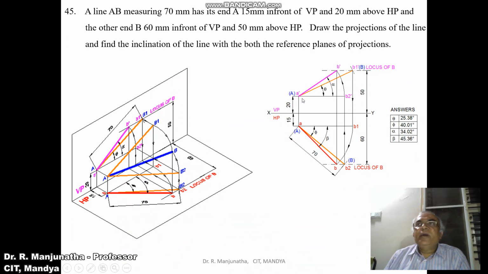Similarly, we want to find out the apparent inclination in HP. To do that, we take the top view true length. We know that A dash B2 dash is the true length in HP, so obviously that line has to be parallel to XY. A dash is above HP by 20 mm, so B2 dash should also be above HP by 20 mm. So draw a vertical projector from B2 to the locus of A in the front view, that is 20 mm. Mark this point as A dash B2 dash.